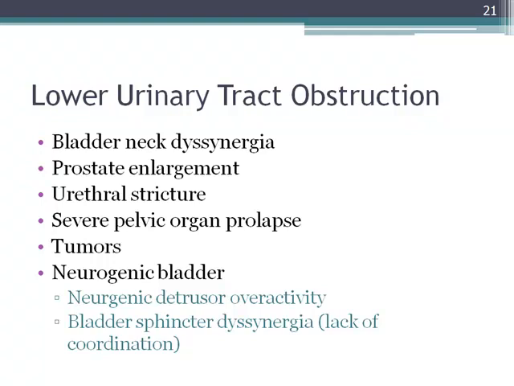Okay, lower urinary tract obstruction, all kinds of things can cause this. Poor muscle control at the bladder neck, enlargement of the prostate gland, a stricture of the urethra, pelvic organ prolapse, tumors, neurogenic bladder, so the detrusor muscle doesn't work. And up here we have bladder neck dyssynergia, and down here bladder sphincter. So either place, if the neuromuscular function of those sphincters or muscles isn't working, we can get obstruction.